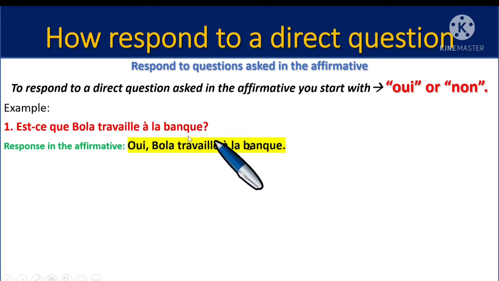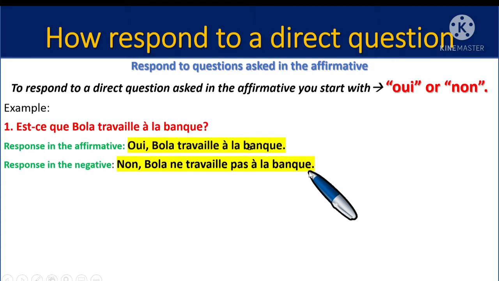Then the statement continues, and of course you don't forget to remove the question mark and end it with a full stop. Simple. All right, so let's look at the second example, the second response. So now, assuming you're responding in the negative, what do you do? You remove the est-ce que and then say non.